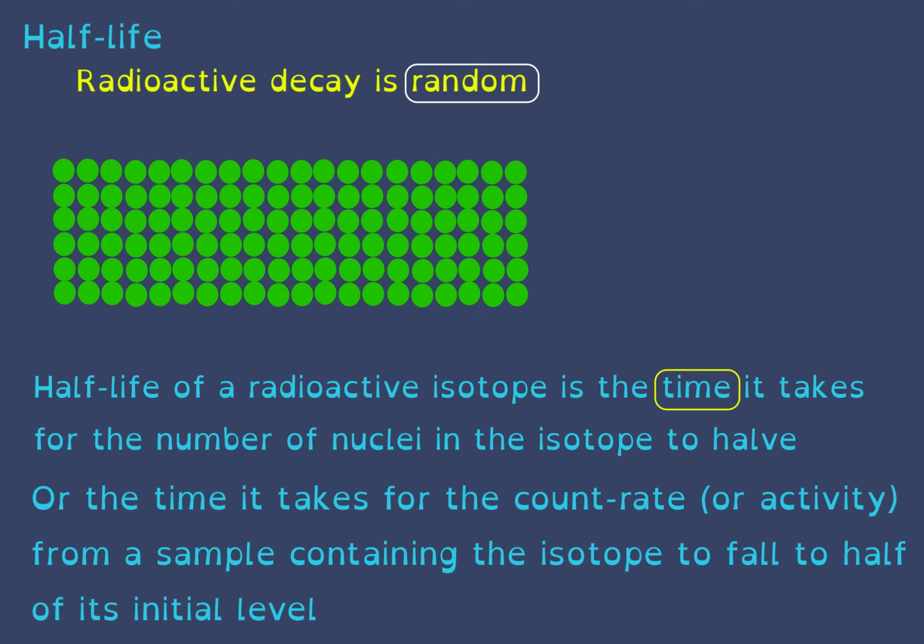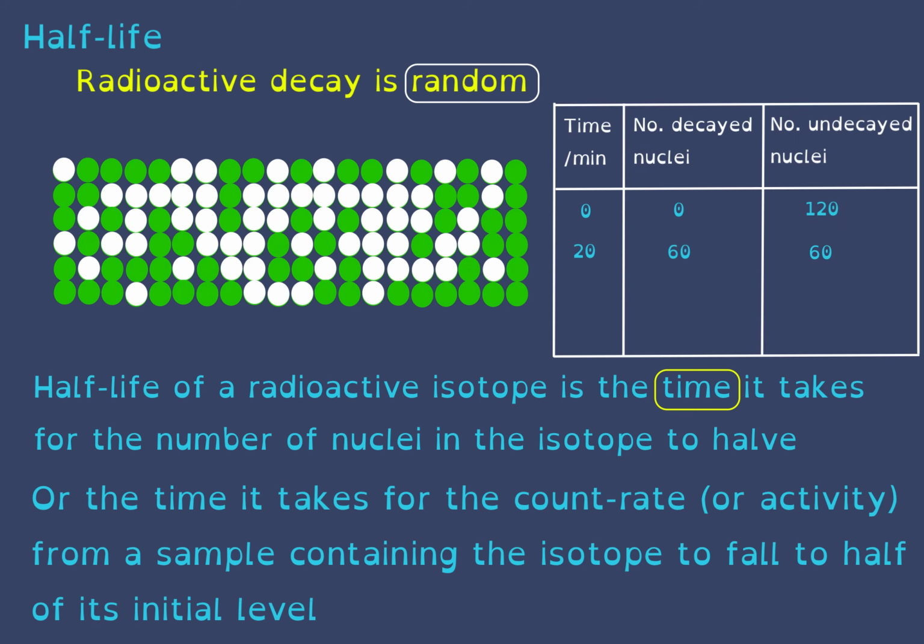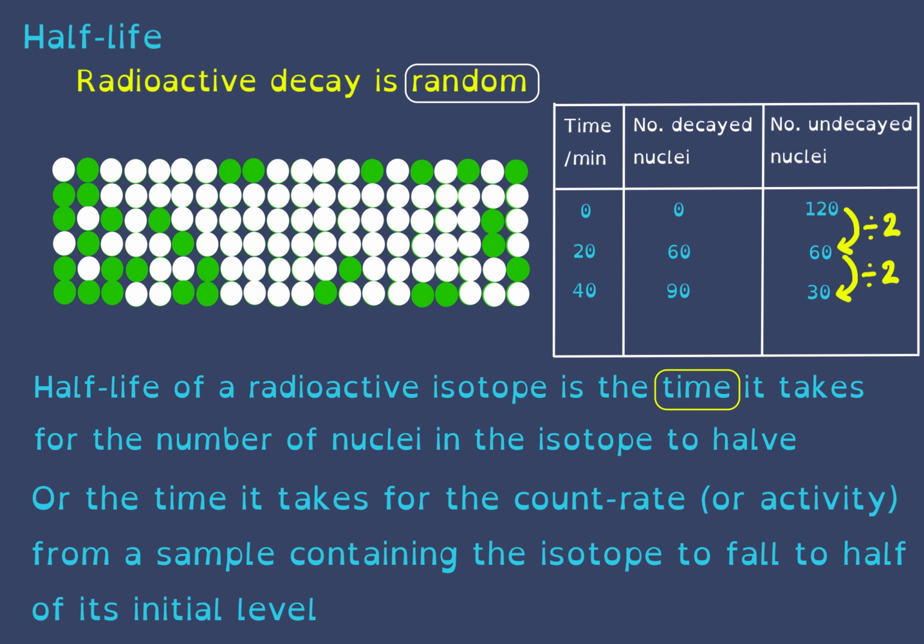For example, if we take a sample of radioactive nuclei, after one half-life, and let's say the half-life is 20 minutes, half of the nuclei will have decayed into something else. After another 20 minutes, half of the original isotope that was left will have decayed, and after another 20 minutes, a further half will have decayed.